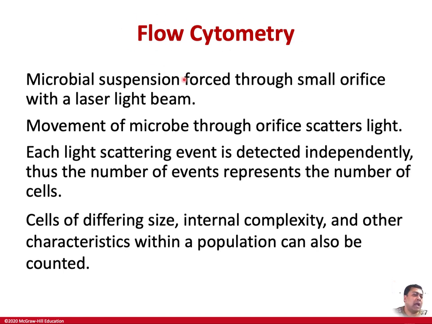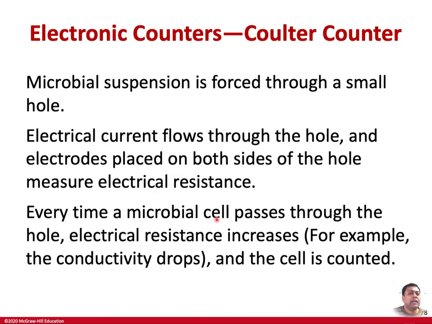A flow cytometer just counts, whereas FACS, or fluorescence activated cell sorting, uses the same mechanism, but depending upon a tag or a particular color, it can sort or isolate the cells as well, along with the counting. Now the electronic counter, the Coulter counter: the microbial suspension is forced through a small hole, same thing, and an electric current flows through the hole. The electrodes placed on both sides of the hole measure the electrical resistance. Every time a microbial cell passes through the hole, the electric resistance changes.